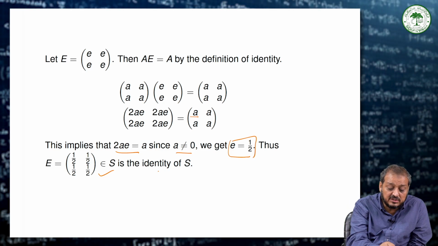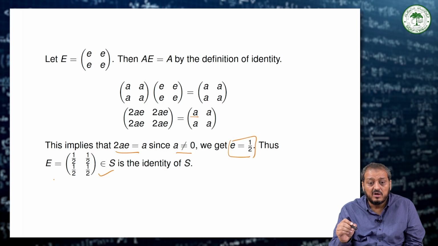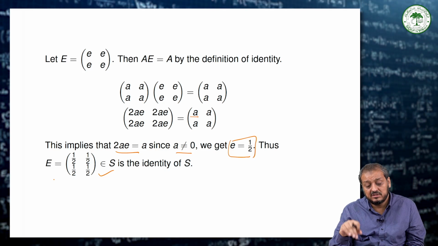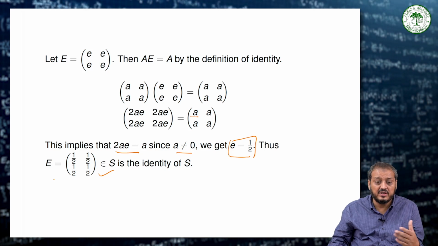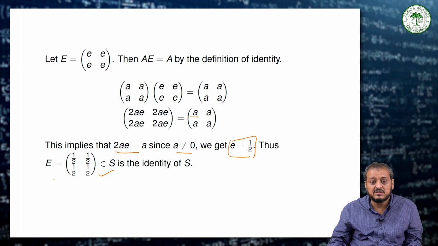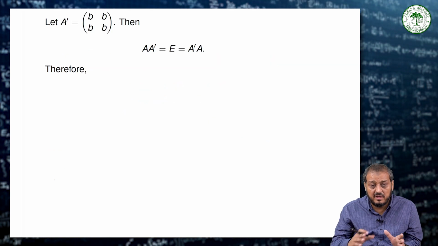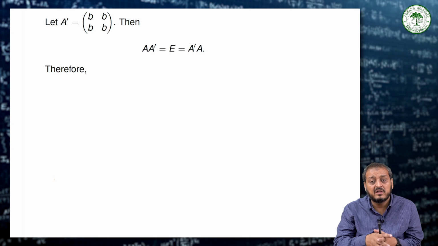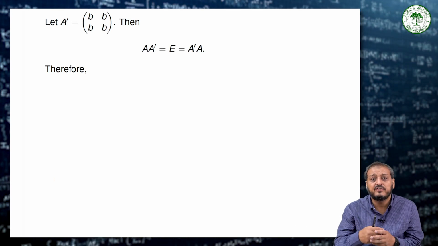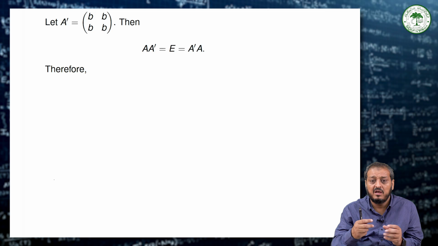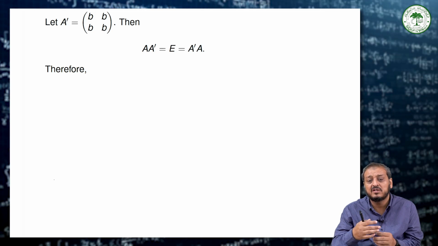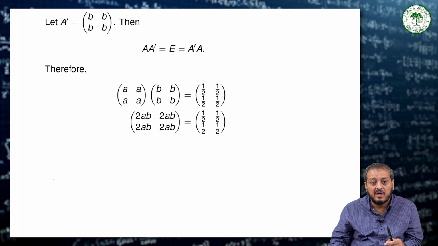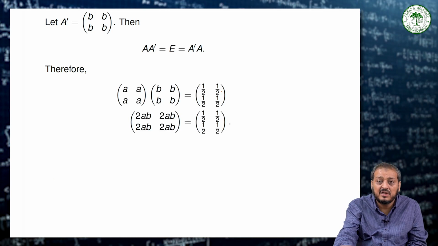So in this case, E is clearly the identity element of this set. Next we have to find the inverse of an element. Assuming that A prime is equal to B, by the definition of the inverse we can say that A prime A is equal to the identity. So we take the matrix with entries A multiplied by this identity element.